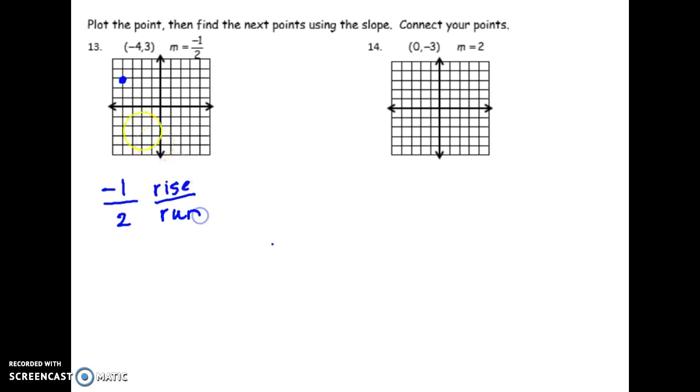All right, so I'm going to go down 1 for my rise, and I'm going to go to the right 2. Go down 1 to the right 2. Down 1 to the right 2. So now I have my line. And notice it is a negative slope.